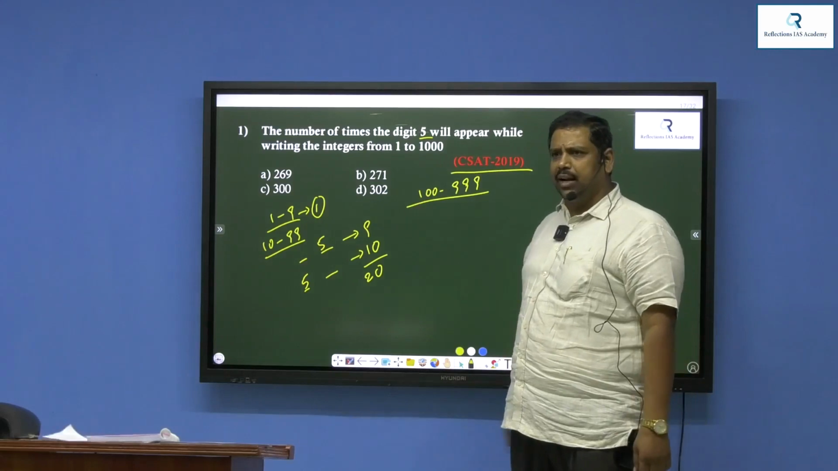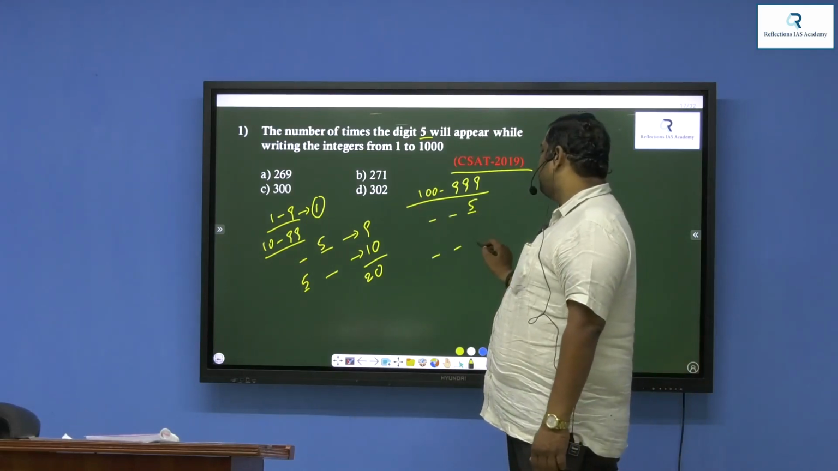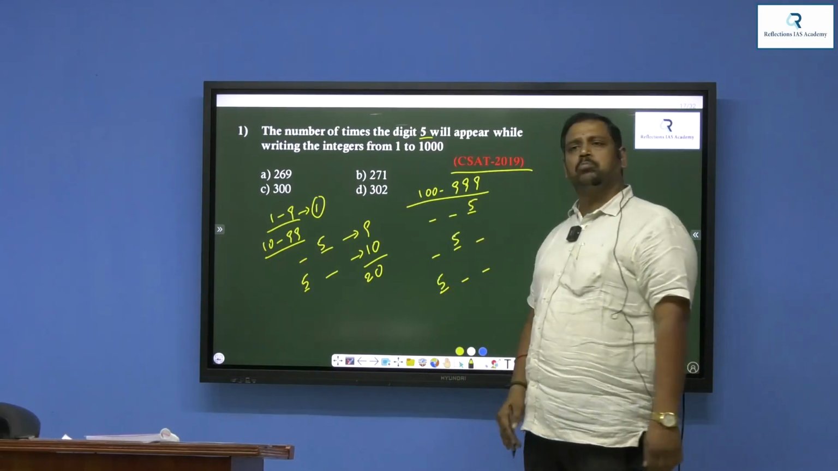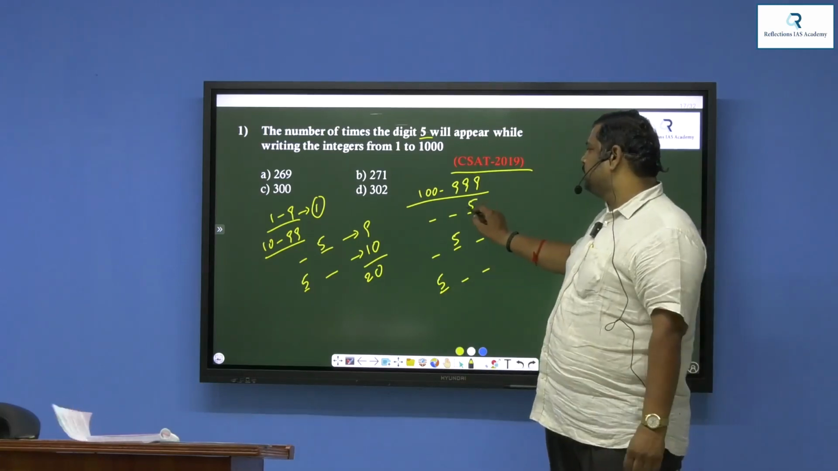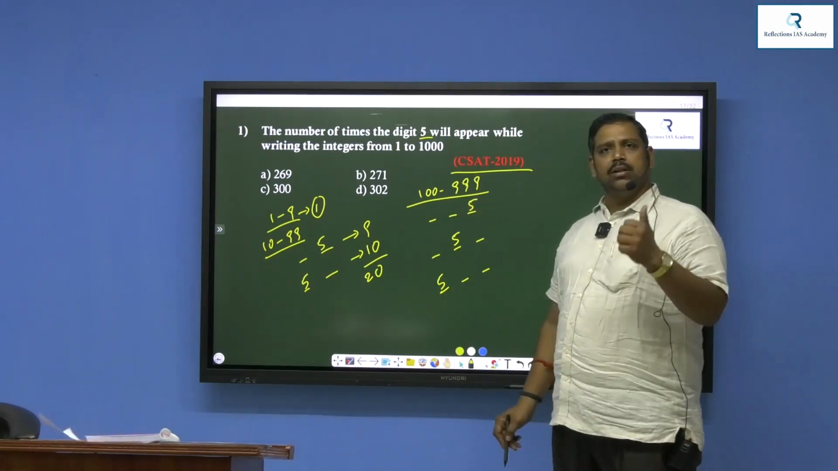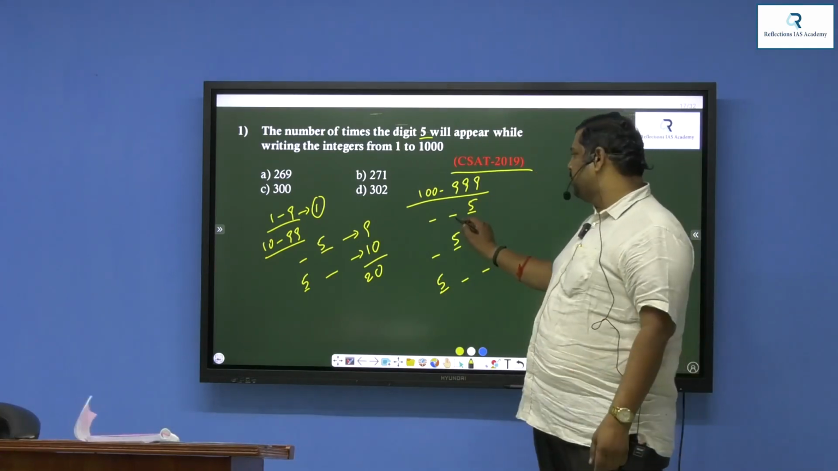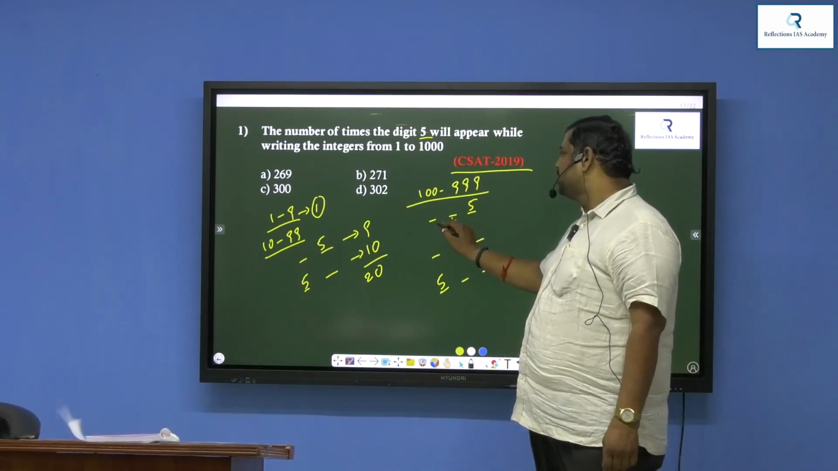Up to 999 only we need, right or wrong? Okay, 5 may appear at the units place. 5 may appear at the tens place. 5 may appear at the hundreds place. Right or wrong? Okay, 5 is appearing at the units place means this can be 0 to 9. Any digit, yes or no? How many ways this can be filled? 10 ways. Okay. What about this?